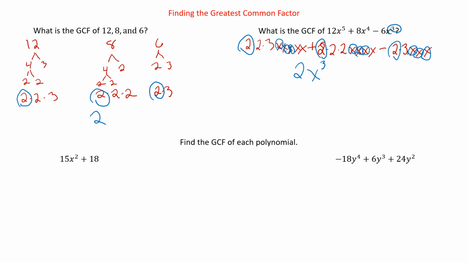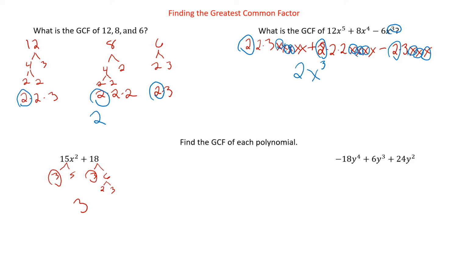All right, let's take a look. So the 15 is 3 times 5. The 18 is 3 times 6, and the 6 is 2 times 3. But when we had 3 times 5 and 3 times 6, the only thing in common there is going to be the 3. And then they have no x's in common, so the greatest common factor here is just 3.